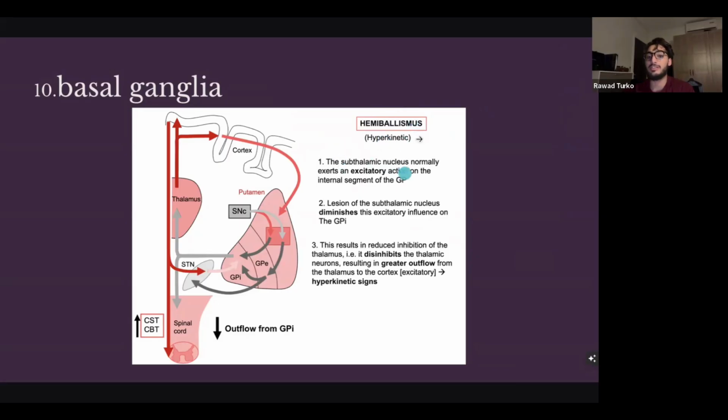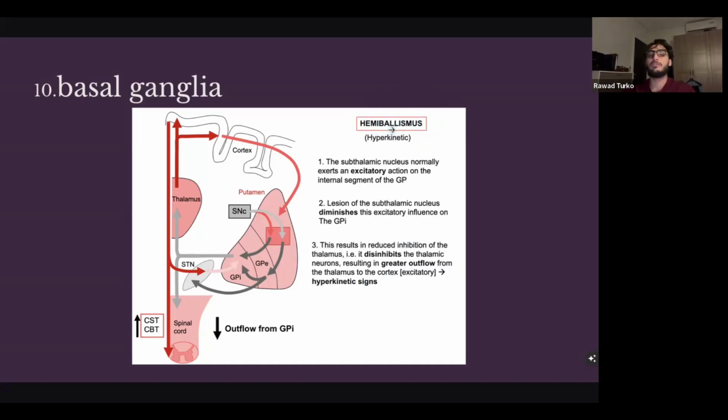Okay, so the subthalamic nucleus normally exerts an excitatory action on the globus pallidus internus, which, again, you can think of as the enemy of the thalamus. It always wants to inhibit the thalamus, and the subthalamic nucleus is on the same page. It's on the same side. So if that's not there, the globus pallidus internus is not going to have as easy of a time inhibiting the thalamus, and you're going to have a lot of these unwanted movements. So you're going to have hyperkinetic signs, which in this case is hemiballismus.